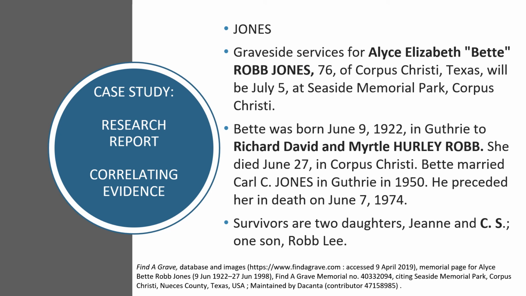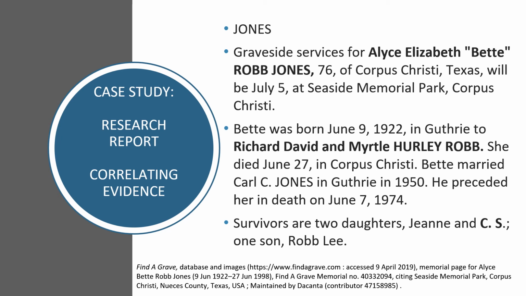The obituary named the DNA match and parents Richard David Robb and Myrtle Hurley, which verified the other records. And in a report, you can abstract and transcribe documents like this for the reader. This obituary was key, and often when we're working with DNA, obituaries should be one of the very first sources that we search because they can name so many different descendants, and often they name living descendants who are our DNA matches. And that was the case in this obituary.